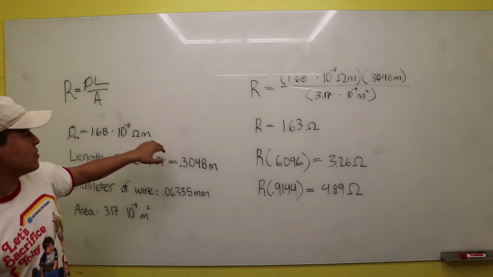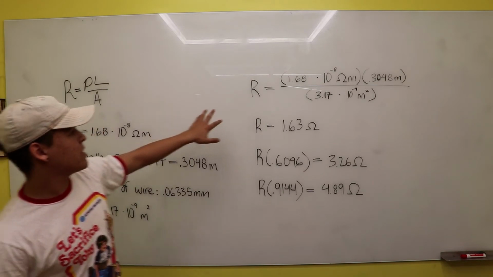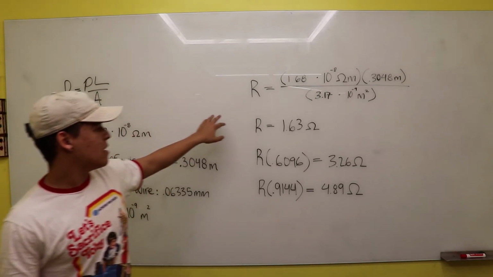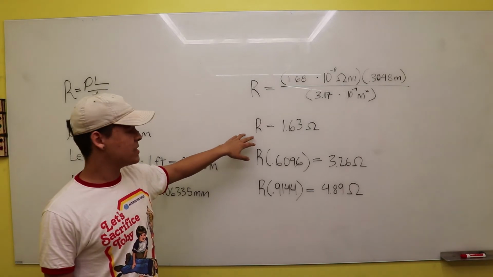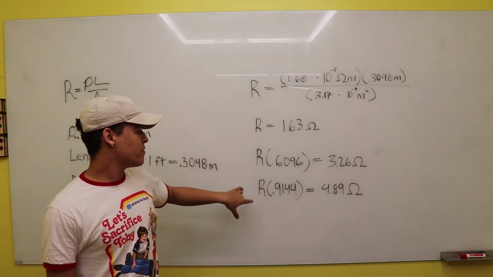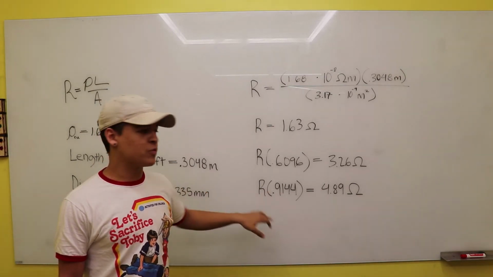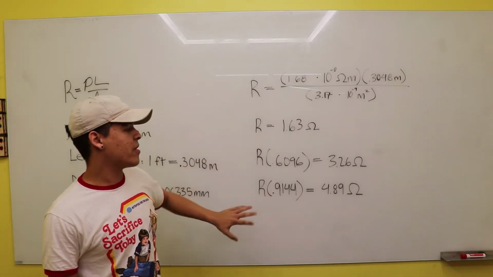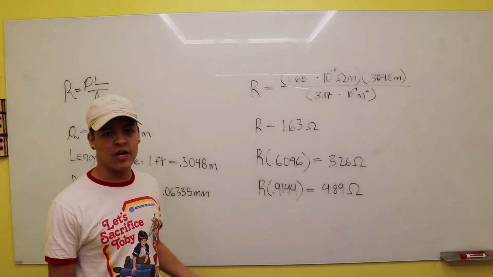Using all of these values, we plug into our resistance equation. We get for 1 foot, 1.63 ohms. Then for 2 feet, we get 3.26 ohms. And for 3 feet, we get 4.89 ohms, which is about the sort of area we should be getting when we measure in our actual experiment.